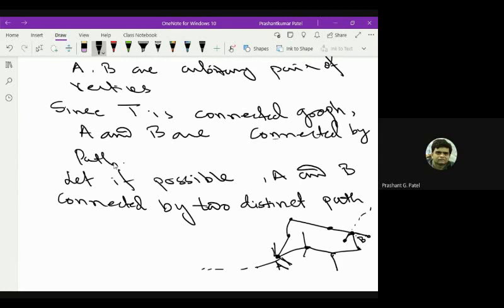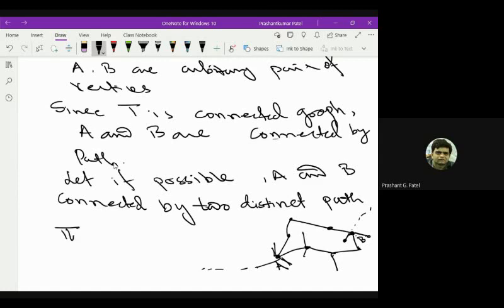And what is our assumption? The hypothesis given is that T is a tree. A tree is an acyclic connected graph. So T does not contain a cycle. So that's why this is a contradiction. Why did we get a contradiction? Because we have assumed that there are two distinct paths.